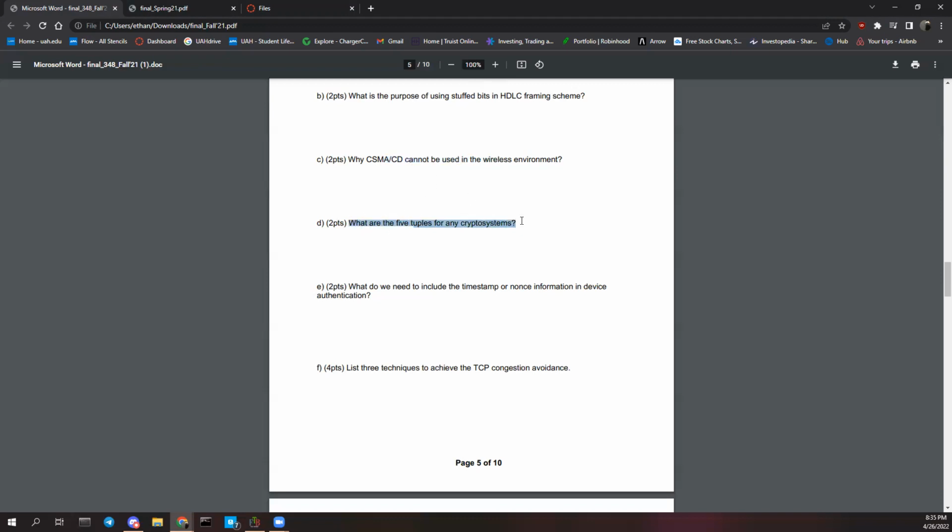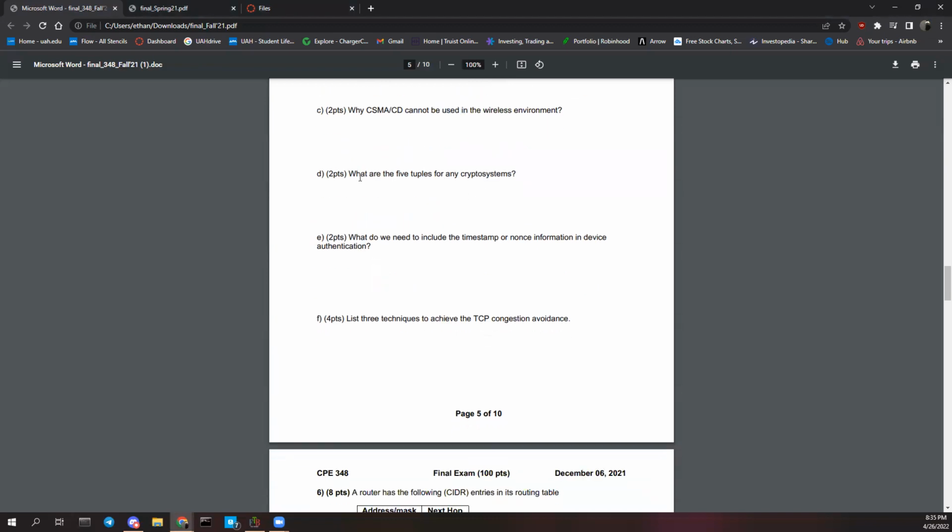What are the 5 tuples for any crypto system? So when it comes to crypto stuff, you're going to see questions like this, basically just vocab. So you just got to remember it. In this case, what are the 5 tuples? Plain text, ciphertext, key, encryption algo, and decipher algo. Those are your tuples. That's what he says.